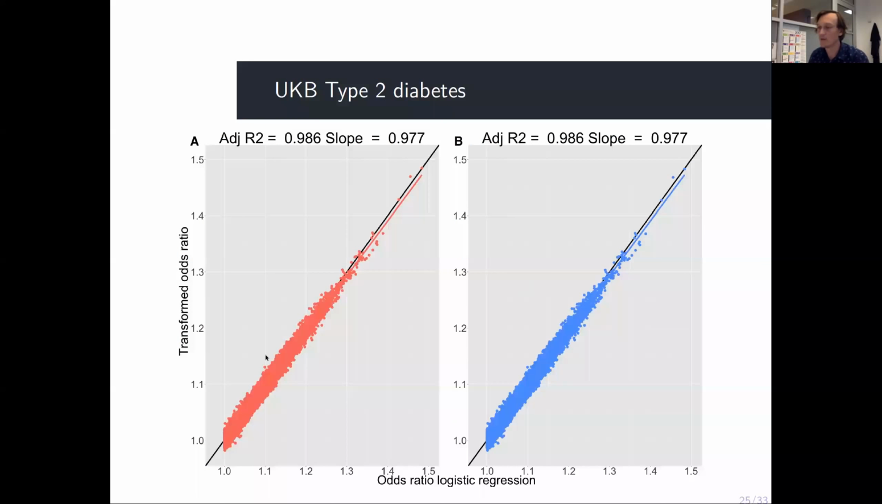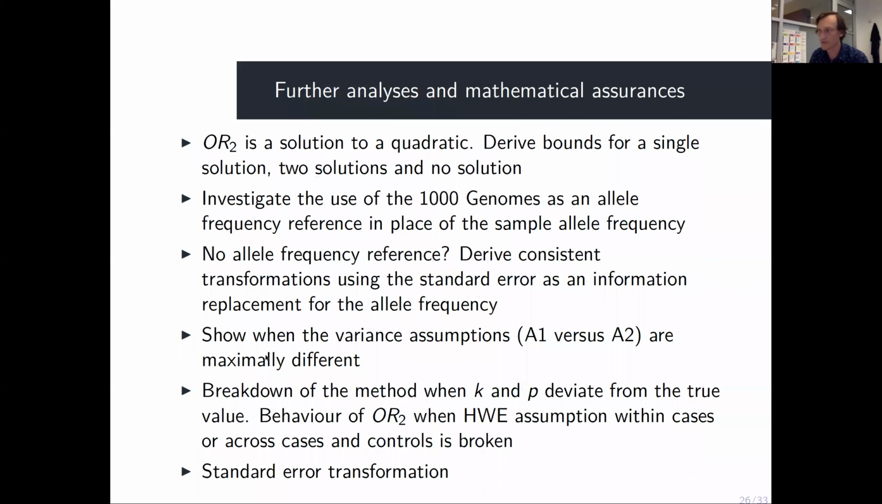So that's all well and good, but in the actual manuscript, there are a lot more simulations and a lot more visualizations of how well the method performs. So what other assurances can I give you about how well this method is going to work? As we touched on before, the odds ratio is the solution to a quadratic, and quadratics can have 0, 1, or 2 solutions. Given that, I wanted to give the user some assurances as to when you're going to get 1 solution, when you're going to get 2 solutions, and when you're going to get no solution.